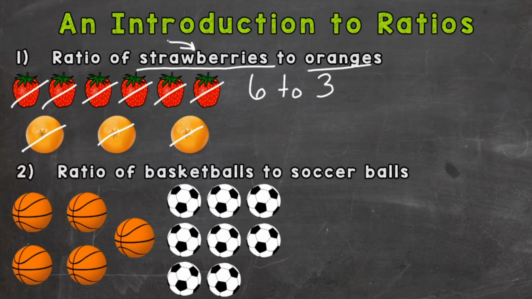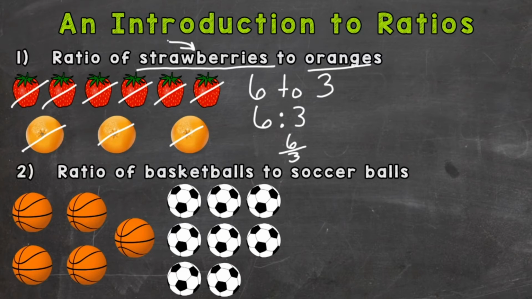Strawberries to oranges. We can also use a colon to represent this ratio. So 6 to 3, or we can use a fraction. Whatever your numerator is, the top number, that's what comes first in your ratio. So strawberries, 6 strawberries to 3 oranges.